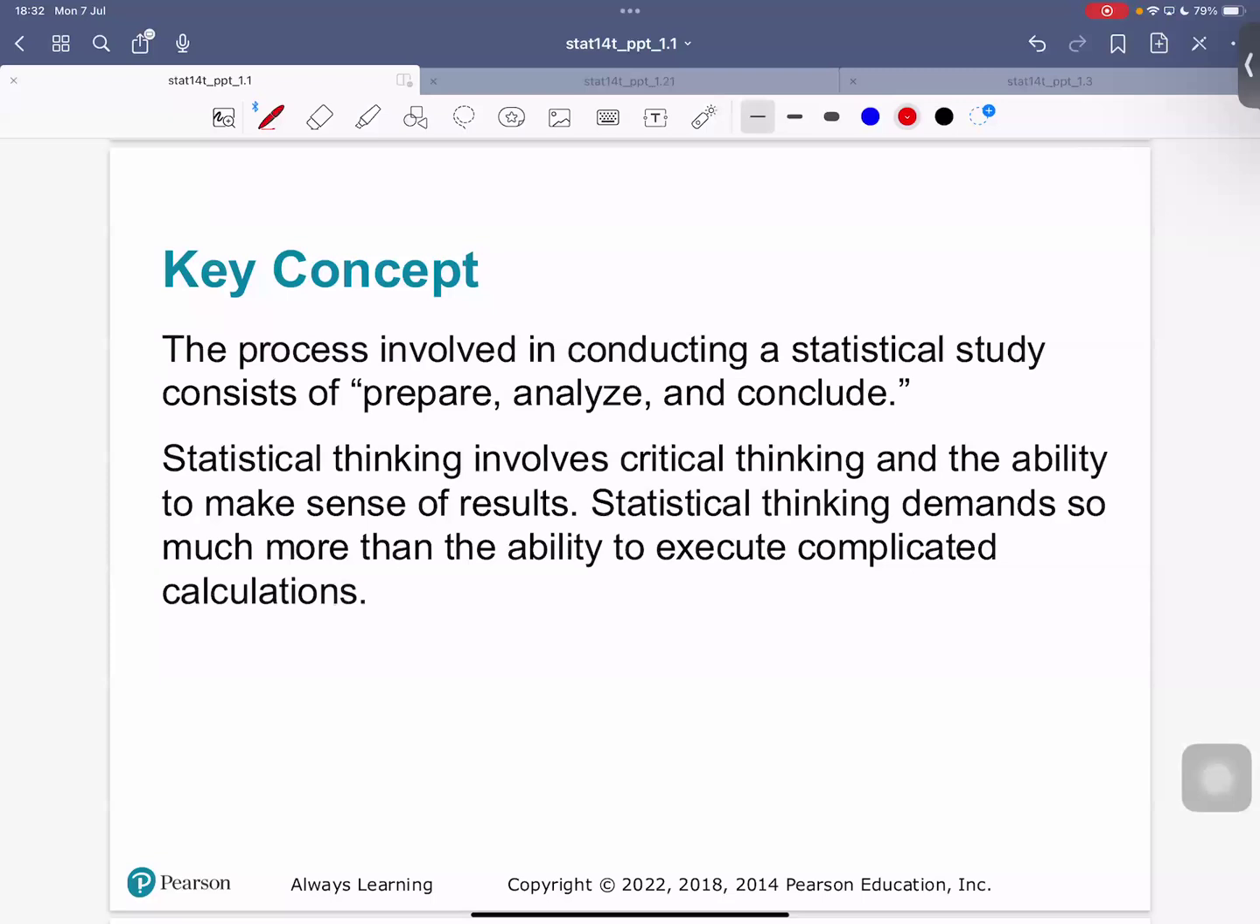The key concept here: statistical thinking involves critical thinking and the ability to make sense of results. Statistical thinking demands so much more than the ability to execute complicated calculations. Maybe when you read this concept, what do you think about? Maybe we can think about an example for critical thinking.